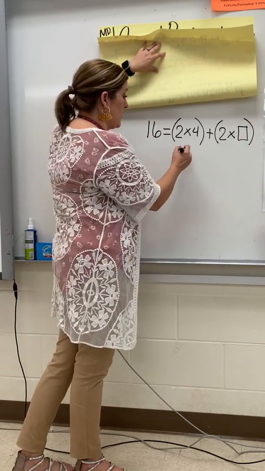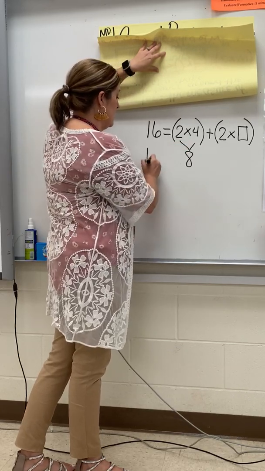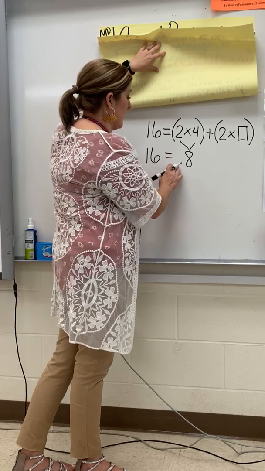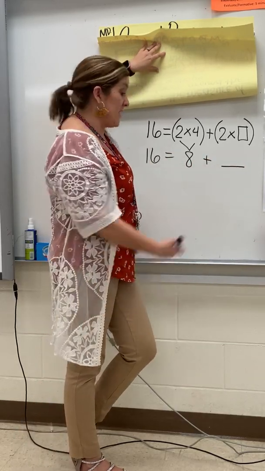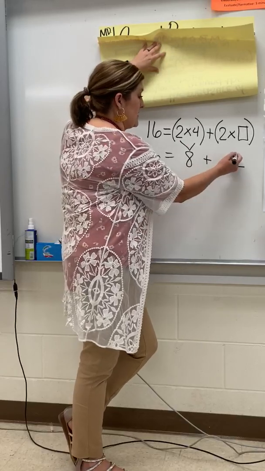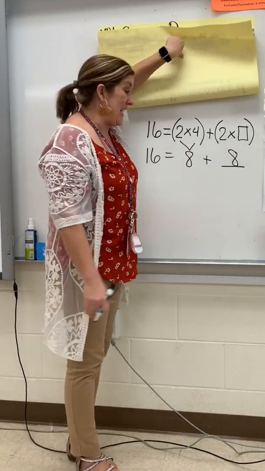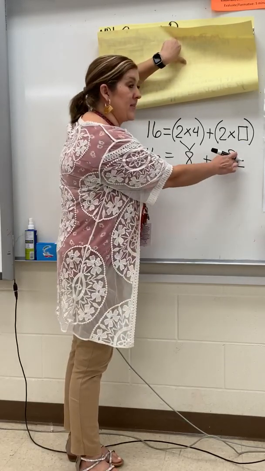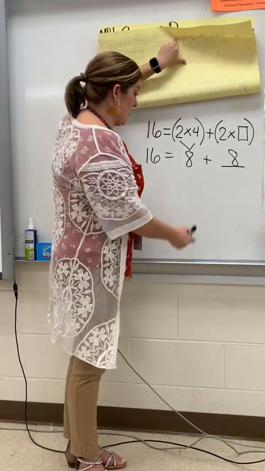We're going to solve what we know first. We know 2 times 4 is 8. So then we're saying 16 equals 8 plus something. And in this case, 8 plus 8 is 16. The mistake many students make is they think now that their width is 8. So they stop right there.